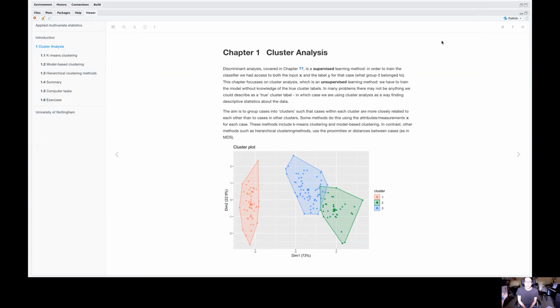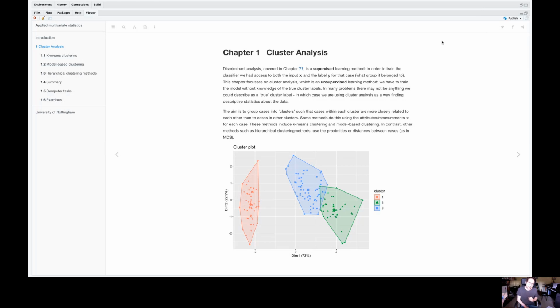So this chapter is about clustering. In the previous chapter on discriminant analysis, we looked at what was called a supervised learning method. We were given data on features X and a label for each observation Y. So we had measurements about each observation and which group it belonged to. And the aim in that chapter was to train a model to, given X, predict its label Y.